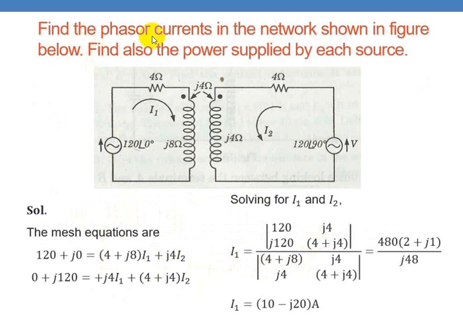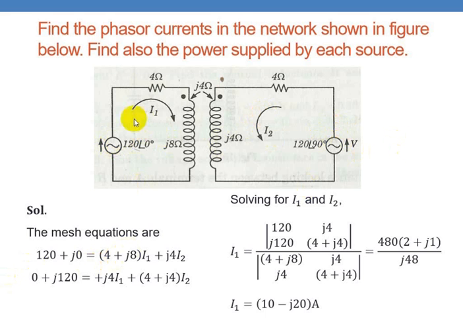Next problem. Find the phasor current in the network shown in the figure below. Find also the power supplied by each source. Here they are asked to find phasor currents I1, I2 and also the power supplied by the source. If you want to find the power supplied by the source, you have to multiply current with voltage. You also multiply this current with this voltage, because I2 is the current supplied by the source, and here I1 is the current supplied by the source. Multiply, and the real part gives us power.